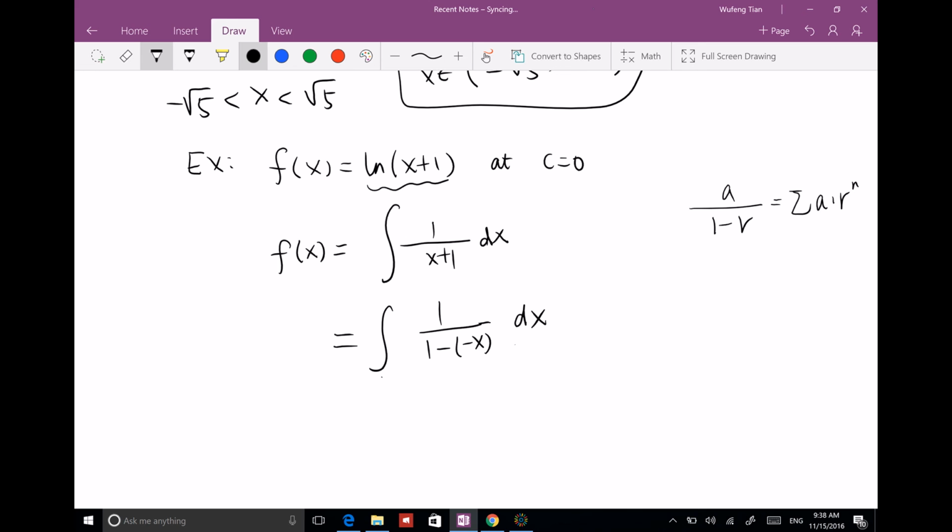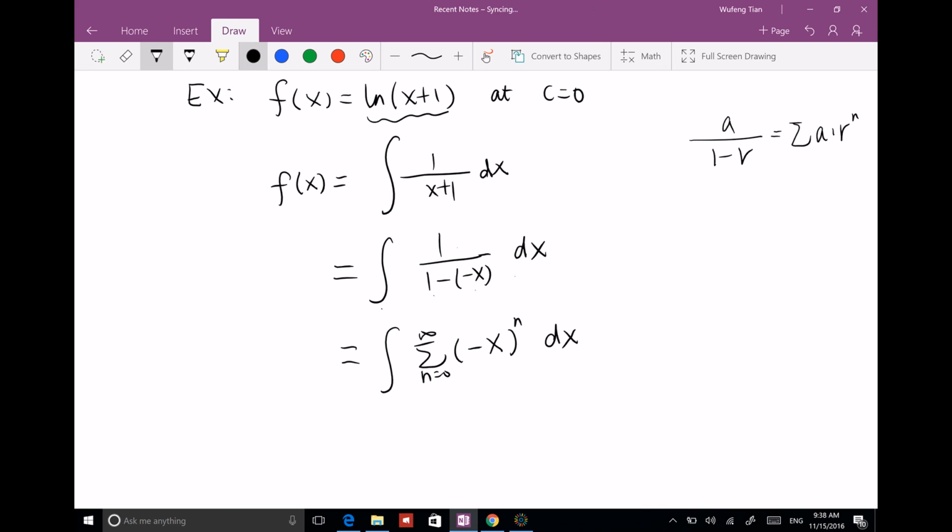I can change this function now. I have a over 1 minus r. So it's the integral. This is the power series now. So it's the summation of m from 0 to infinity of negative x to the power m dx.